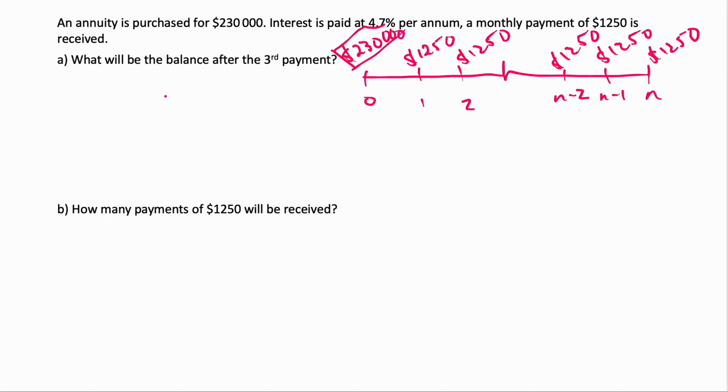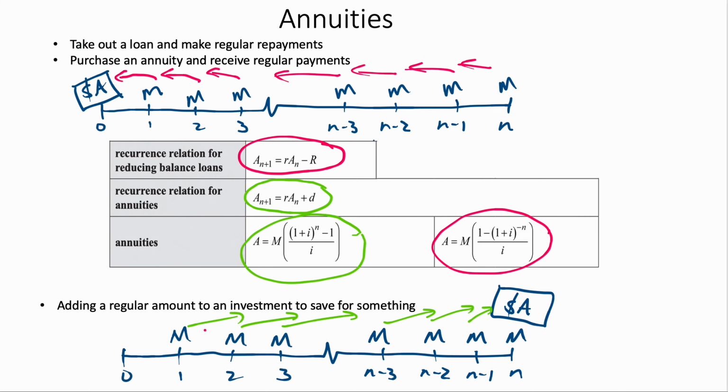So if we want to know what the balance is after the third payment, once again, we're just honing in on the first few months of this. So that's the recurrence formula. Now remember, when we've got our situation with the big lump sum at the beginning, and all our payments are then coming out after that, it's this recurrence formula here with the minus R.